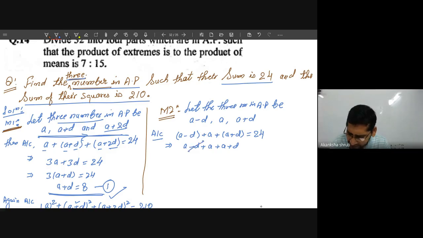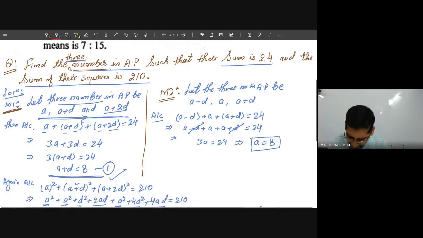So here, minus d and plus d are cancelled, and what is left is 3a equals 24. So a, देखिए, एक ही बार में आपको a का वैल्यू मिल गया. Now also according to the question, what is there?